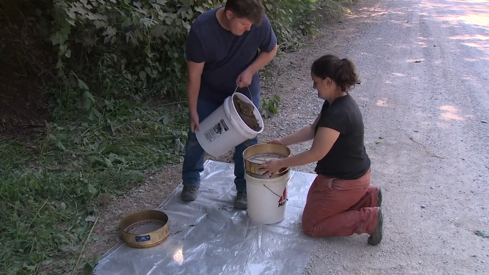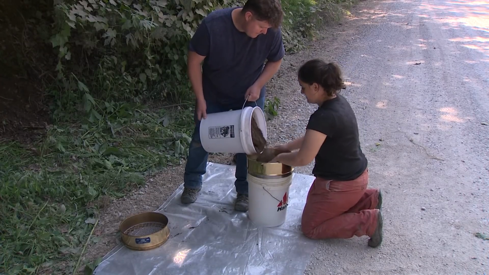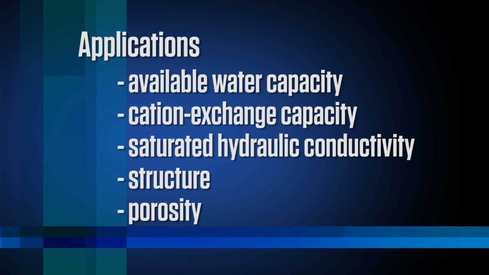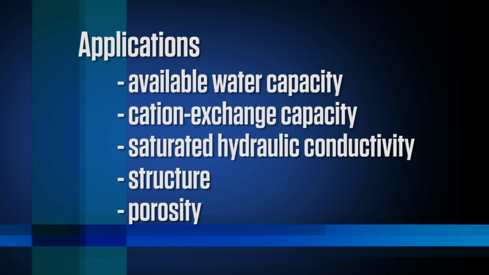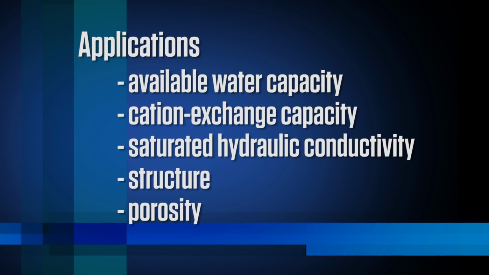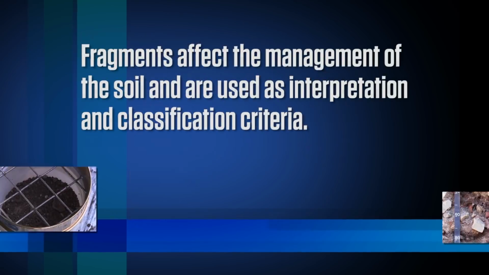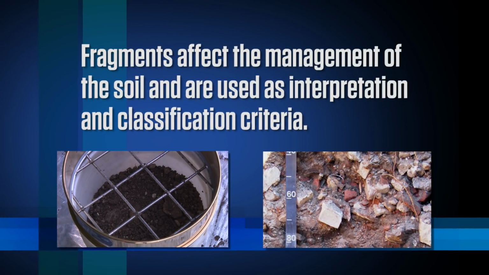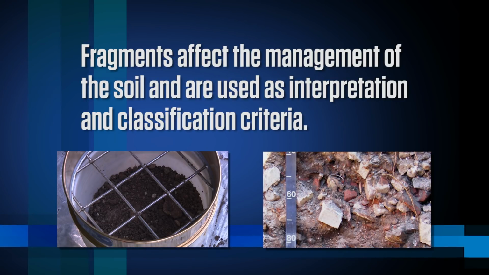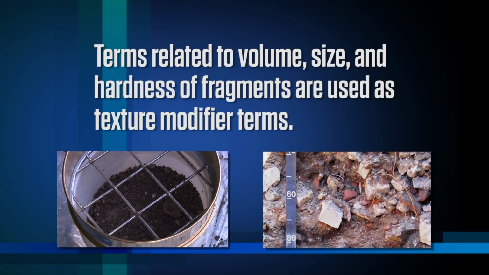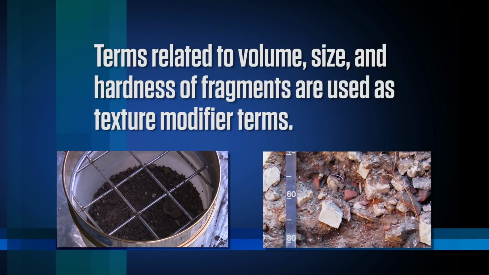It's necessary to know the amount of rock and other fragments for several applications. Available water capacity, cation exchange capacity, saturated hydraulic conductivity, structure, and porosity are affected by the volume, composition, and size distribution of rock fragments in the soil. Fragments also affect the management of the soil and are used as interpretation and classification criteria like particle size and substitute classes. Terms related to volume, size, and hardness of fragments are used as texture modifier terms.